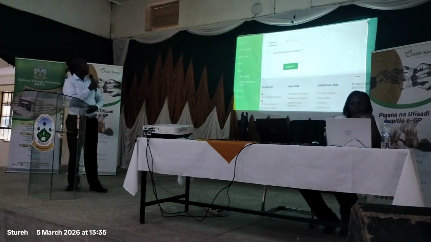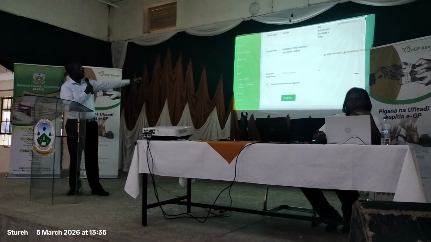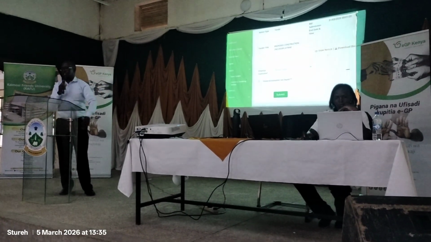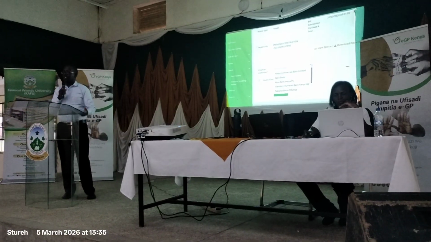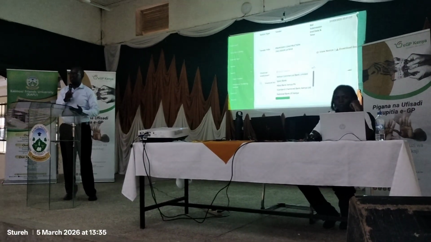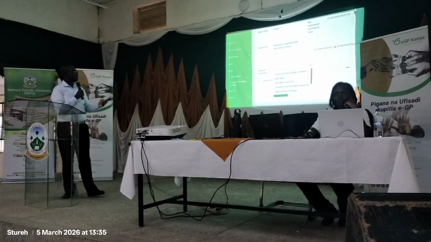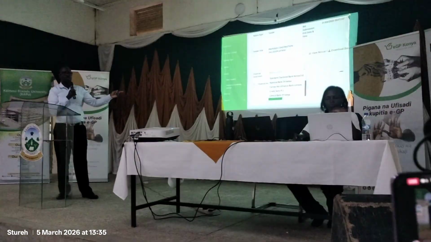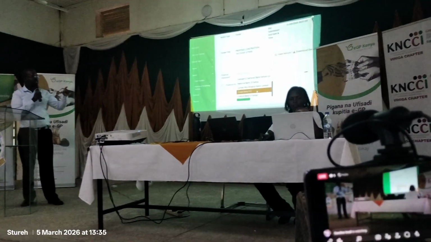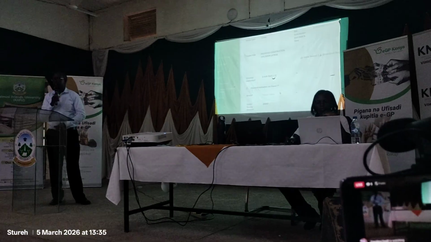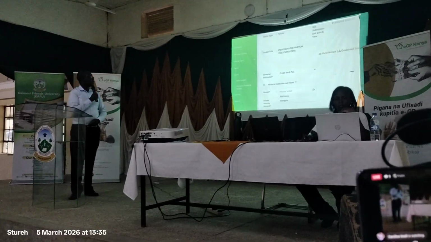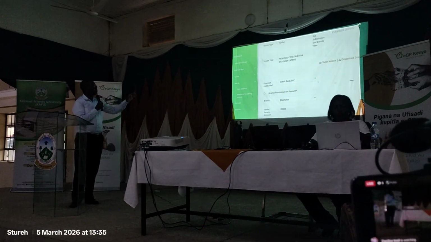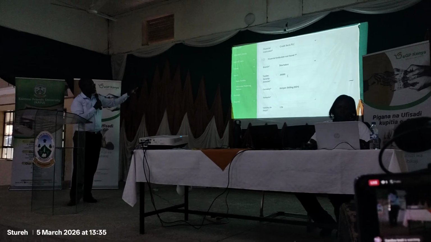So once you click there, you are told to select your financial institution. So you select your bank, where your company has an account. So we select the company we are using has an account at Credit Bank, Machakos branch. So we will go there, select Credit Bank, branch is Machakos.